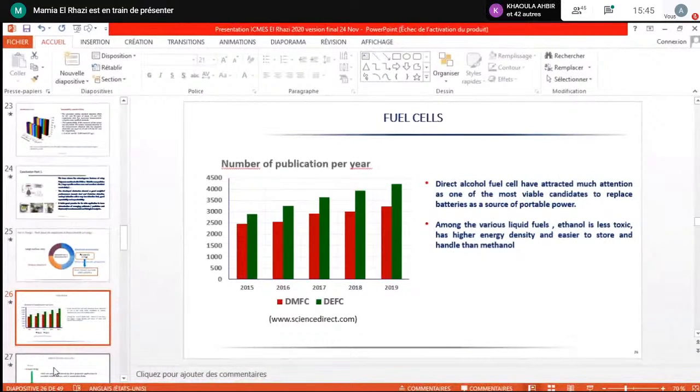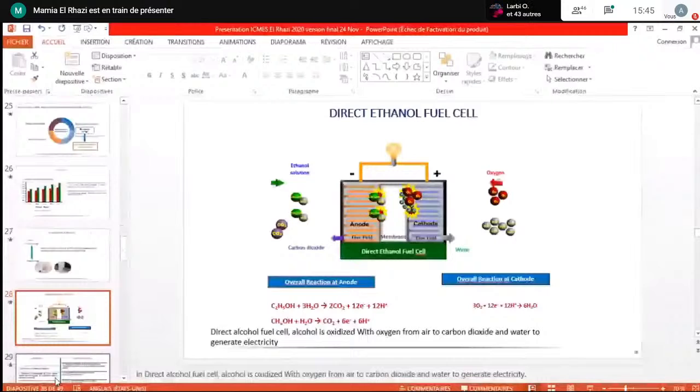I present here rapidly, you cannot see the movement, sorry, the principle of the direct ethanol fuel cell. In a direct alcohol fuel cell, alcohol is oxidized with oxygen from air to form carbon dioxide and water to generate electricity. And the overall reaction at the anode is this: ethanol is converted to CO2, and the overall reaction at the cathode is O2 converted to water.